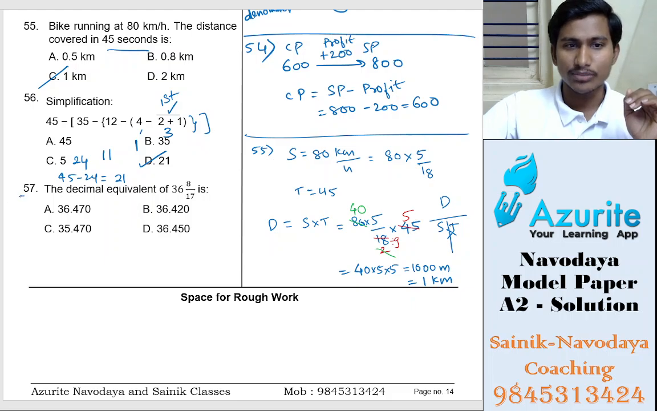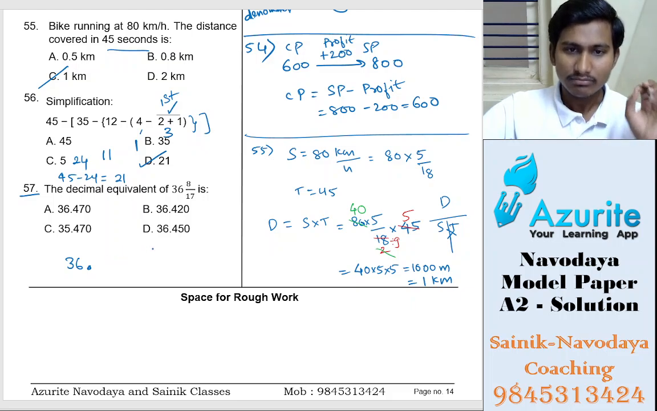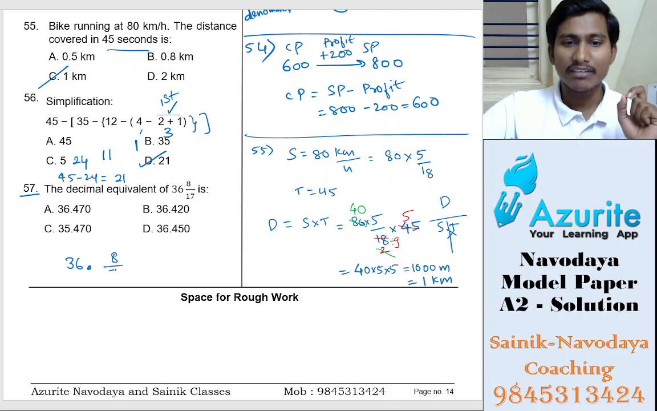Now question 57: the decimal equivalent of 36 and 8 by 17. 36 and 8 by 17 means 36 point will come. So you divide 8 by 17. 8 is smaller, so we have to take the point. It will be 0 point. It becomes 80 if you take the point. 17 5s is 85, so we take 17 4s, which is 68.